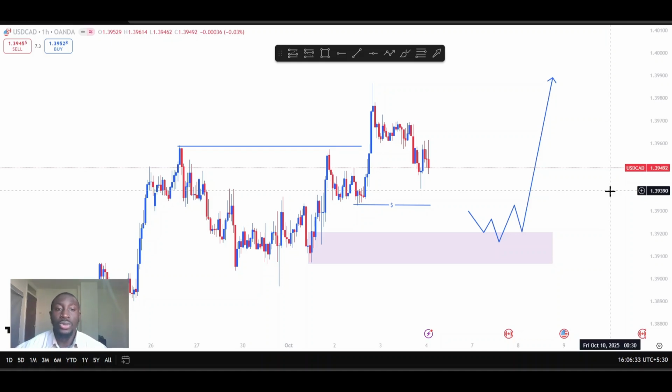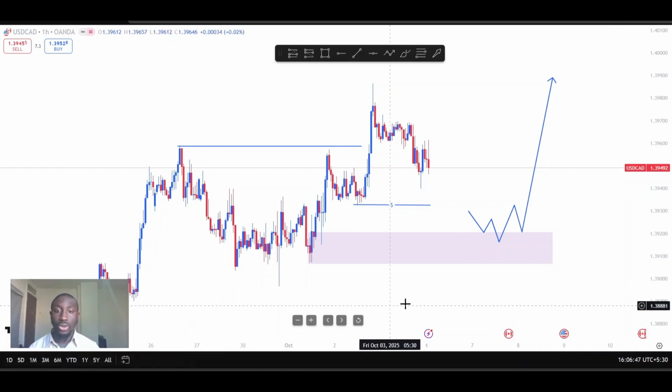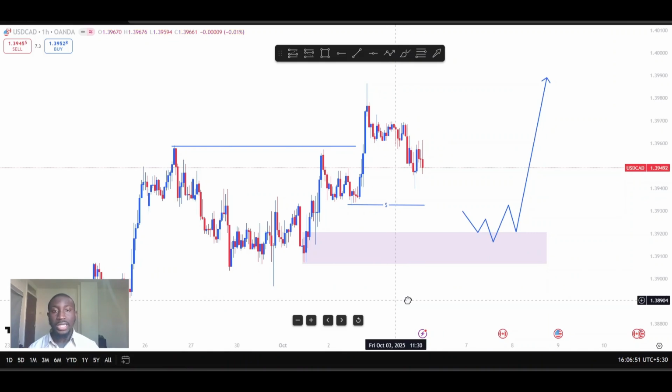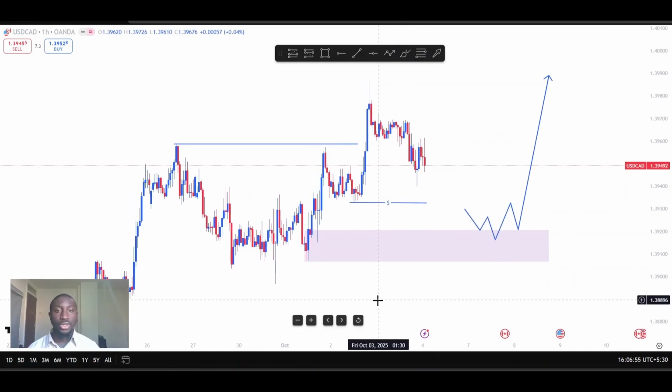So let's see how this week is going to be. I wish you guys the best of luck, and I wish you guys big pips this week. Any pips that we're going to catch. Let's be active and let's see how far it's going to go. Let's be smart. Let's stay alert. Let's observe price action before we take any entries.